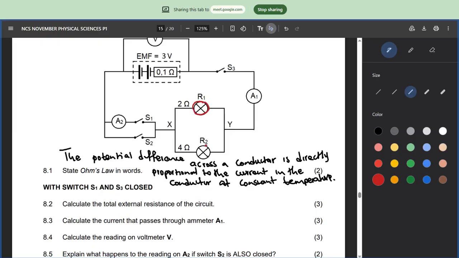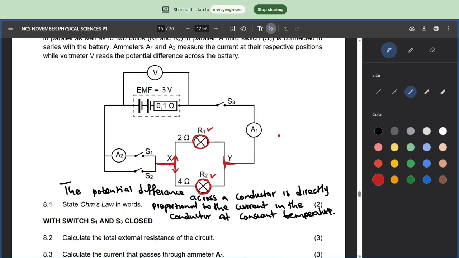How do you know that resistors are connected in parallel? This is what you do. Let's say the current moves through this part. Can you see that the moment it gets to a junction, it will split in that way? So the moment you see a current splitting at a junction, you can consider and say R1 and R2 are connected in parallel. So to find the total resistance for parallel, that's 8.2, this is what you do.